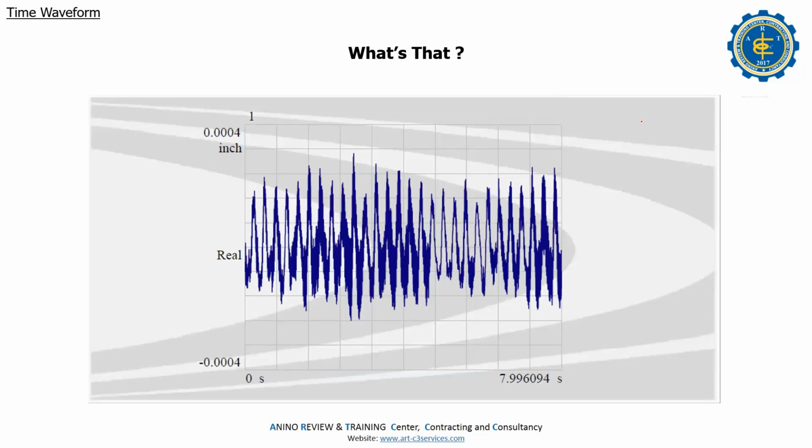So in time waveform, this is the time waveform, so it is real. This is positive and negative, right? Negative, positive. So we have 7.999 seconds. Okay, get the data. So what is that? That is the time waveform.